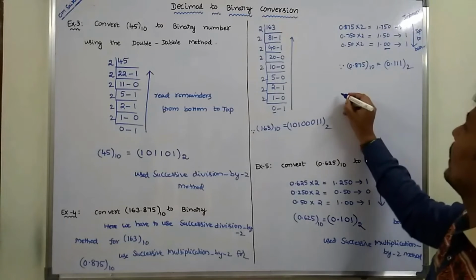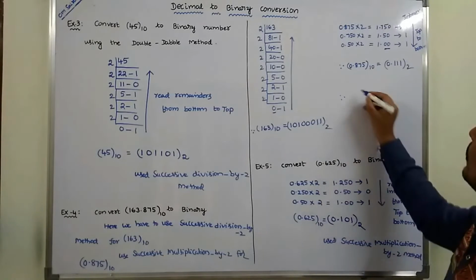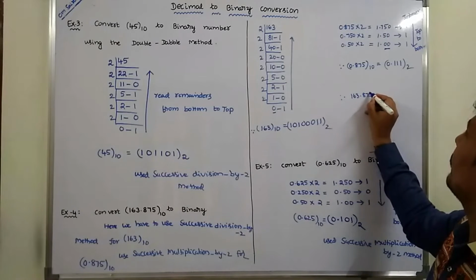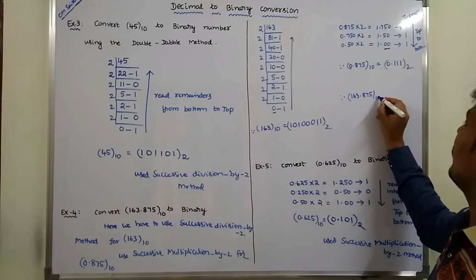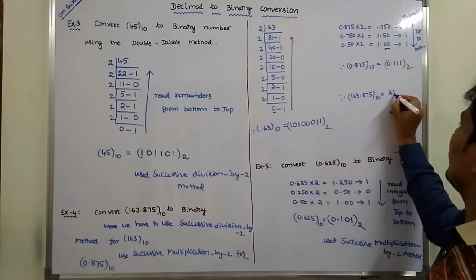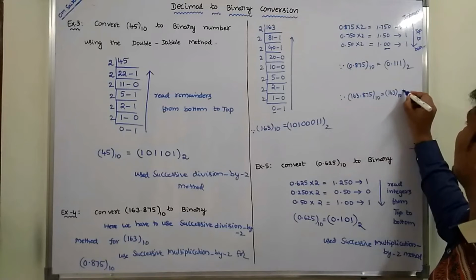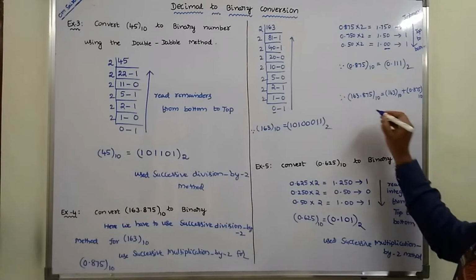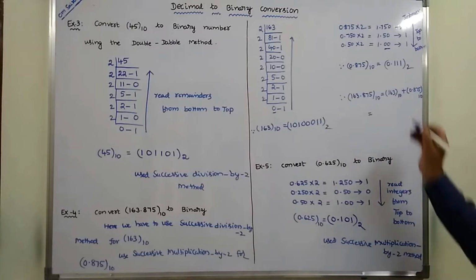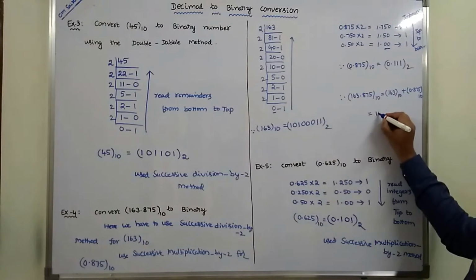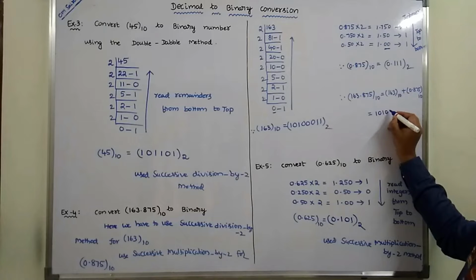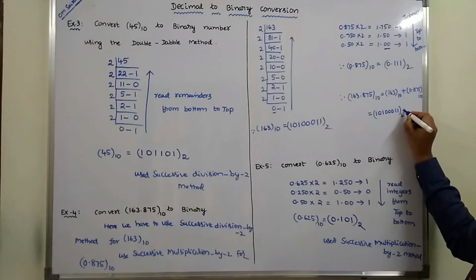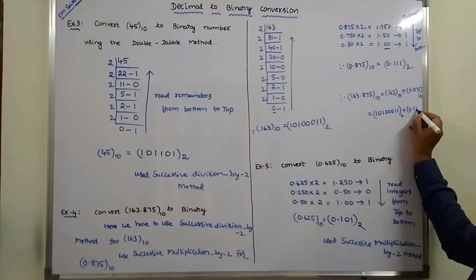So therefore the final result is equal to, 163.875 base 10 is equal to 163 base 10 plus 0.875 base 10. So that is equal to the 163 base 10 result, which is 10100011 base 2, plus 0.111 base 2.